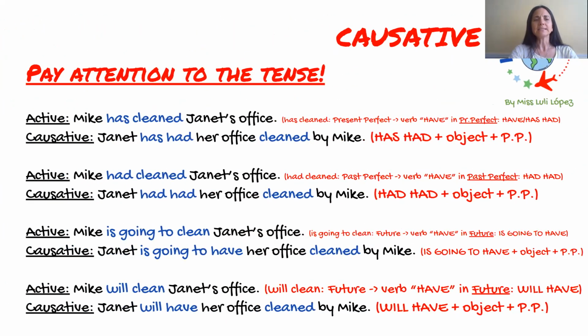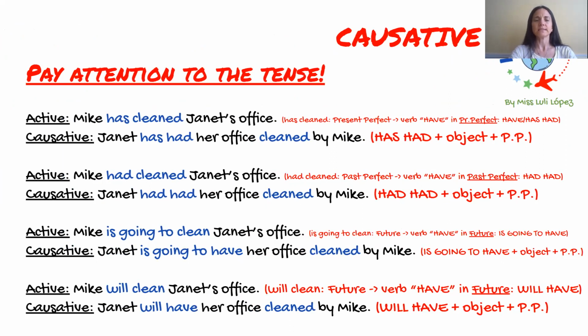Then, if in the active sentence we have Mike has cleaned Jeanette's office, has cleaned is in present perfect, so the verb have in present perfect, have or has, depending on the subject, plus had. So the causative: Jeanette has had her office cleaned by Mike. So has had plus the object plus the past participle.